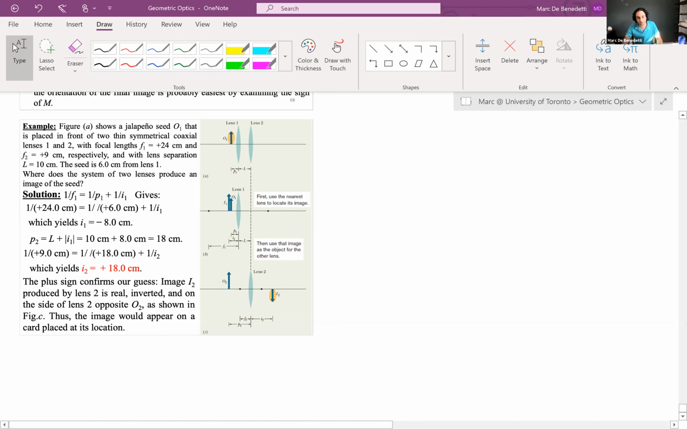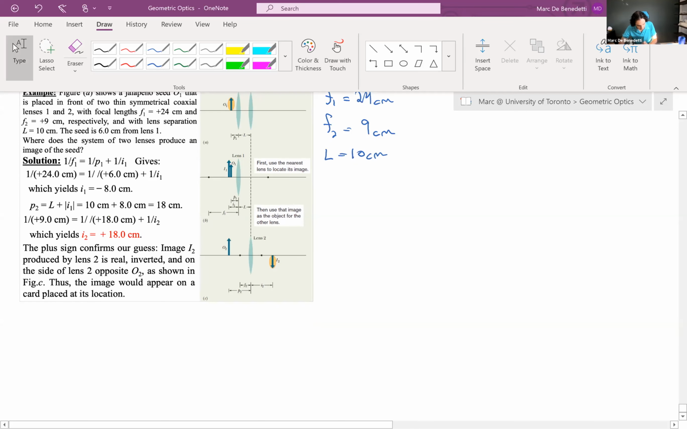Step one is what I would personally do: start by writing the information out from the statement of the question, so that your brain and your eyes can very specifically see the givens. After that's done, we'll move on to the actual analysis. So I'm just going to reread this and pull out all the information from the text. Focal length 1 is positive 24 centimeters. Focal length 2 is 9 centimeters. We have a lens separation of 10 centimeters. And the seed is 6 centimeters away from lens 1, so the distance of the object is 6 centimeters. And we want to know where the image is, of the entire system, not the image of just the first lens, the image of the entire system.